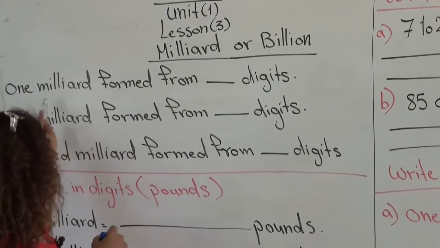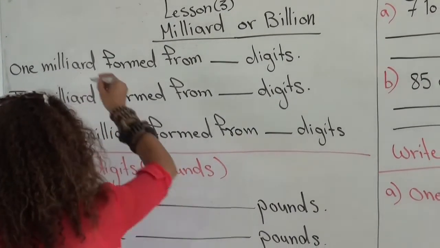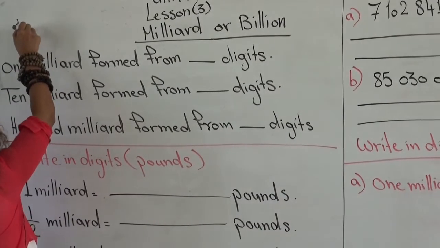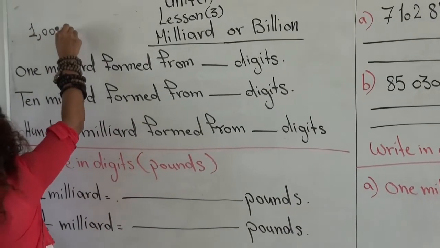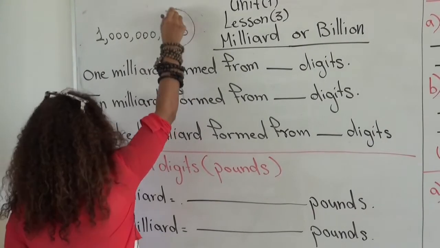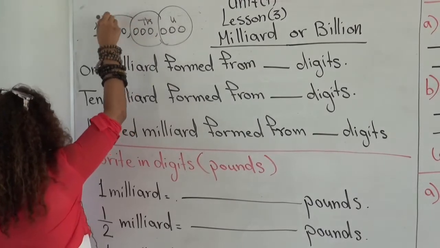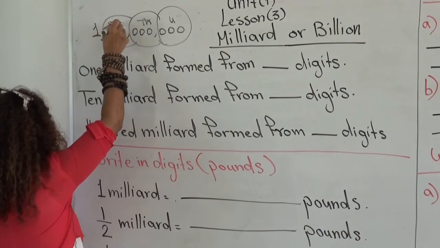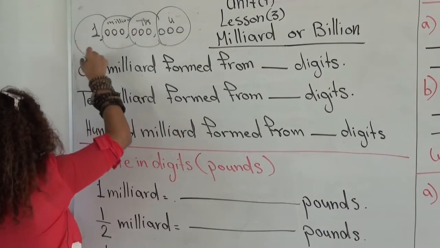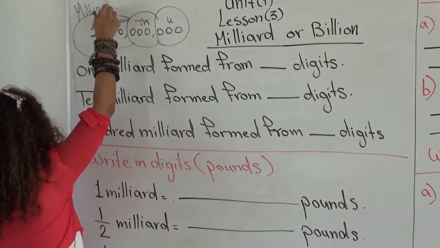So 1 milliard is formed from how many digits? I will write for you first 1 milliard. So it's 1, then 1, 2, 3, 1, 2, 3, 1, 2, 3. This is the units family, and this is the thousands family, and this is the millions family, and this is the new family which is called milliard.